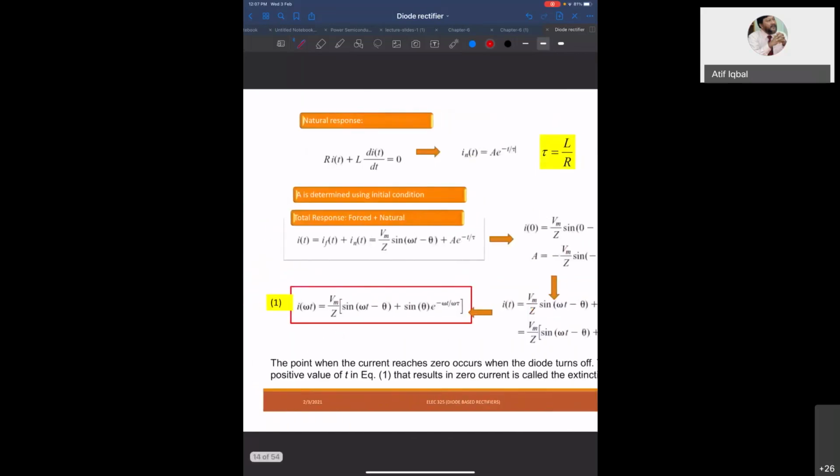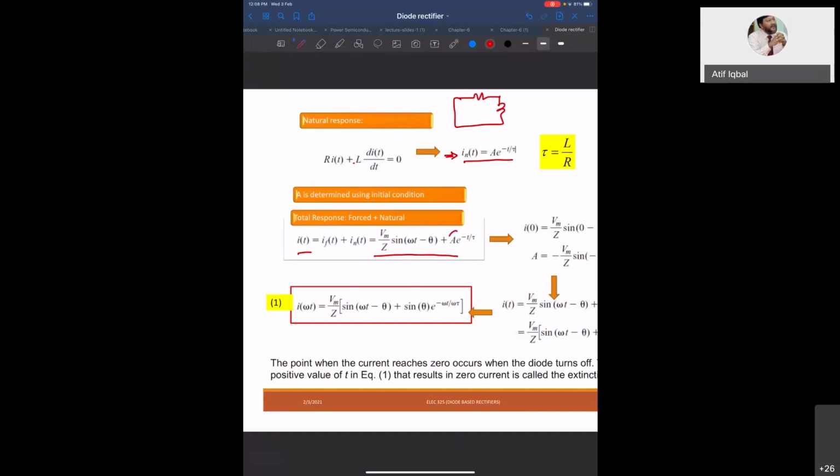And what is the natural response? Natural response means there is no source. So that is R i plus L di by dt is equal to 0. Now the solution to this equation is A e to the power of minus t by tau, where tau is equal to L by R. This is a simple RL circuit. And when you add these two, this is my total response, total current.